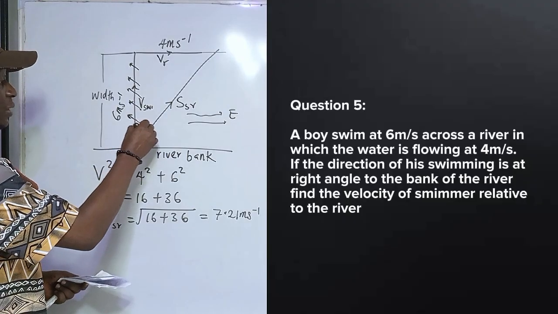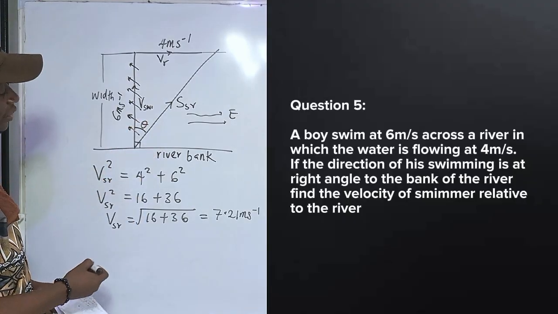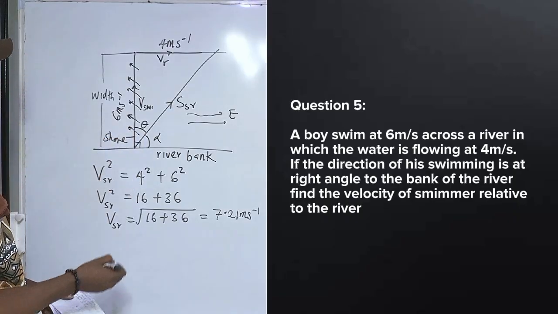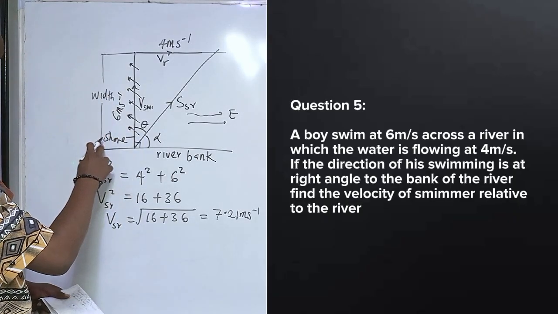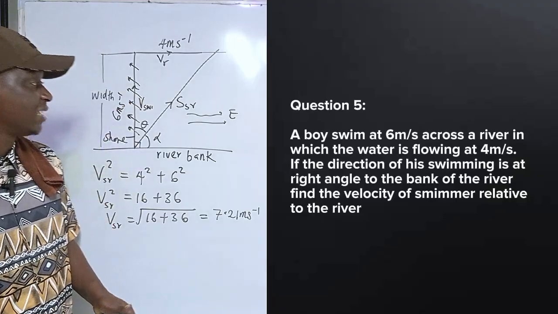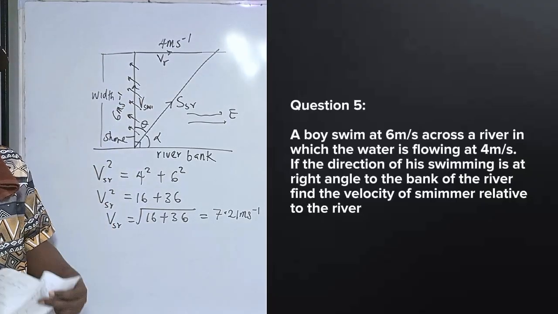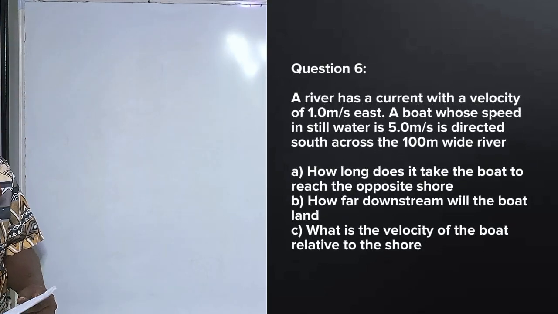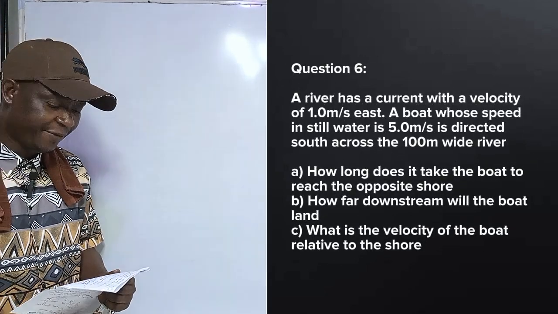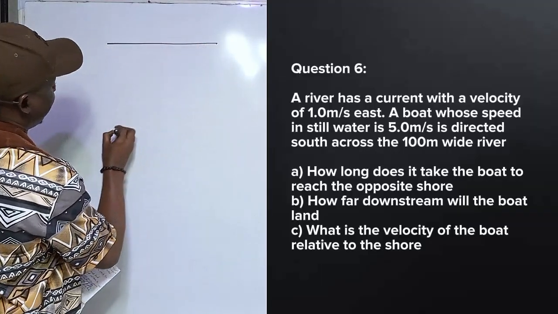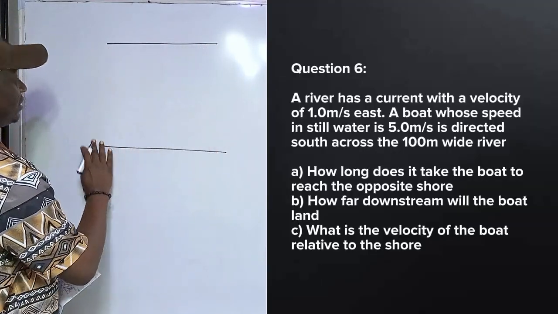you can solve it, you can do that one by yourself. Then direction to the river bank, this is shore. And if they ask for time, time is the width given to you divided by 6, and so forth and so on. Let's move to number 6. Now it said a river has a current with a velocity of 1 meter. That means this is the river width.